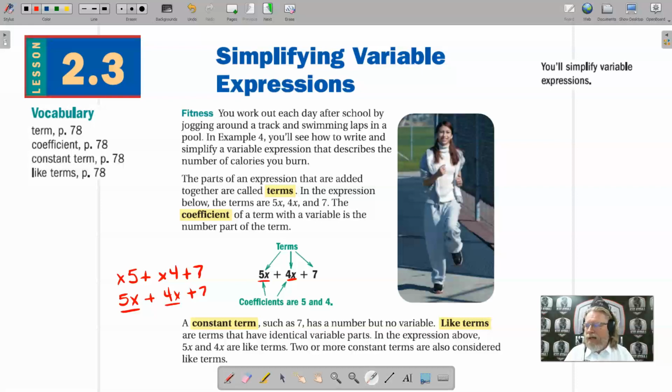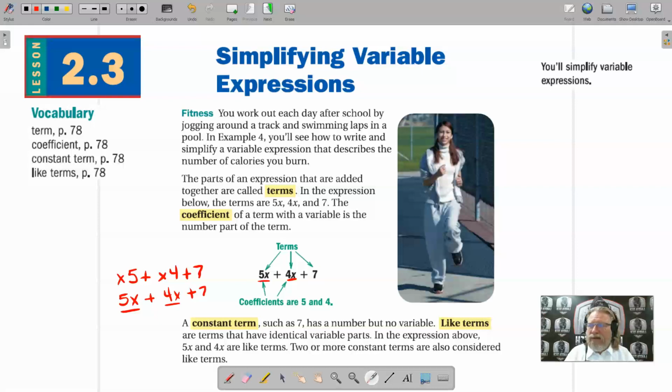Moving along, a constant term such as 7. Here we see the number 7. So what is a constant term? It has a number, but it has no variable. Our terms that have no variables, we call these constants because this is constantly going to be 7. This term here, if x is 1, then it has a value of 5. If x is 5, then it would have a value of 25. You see, the value of this term can change, all depending upon the value of the variable x in this case.